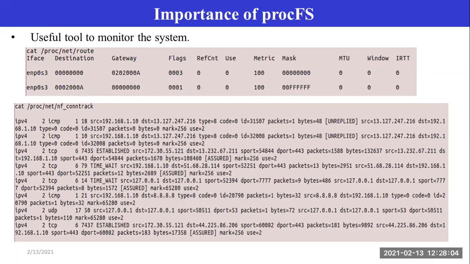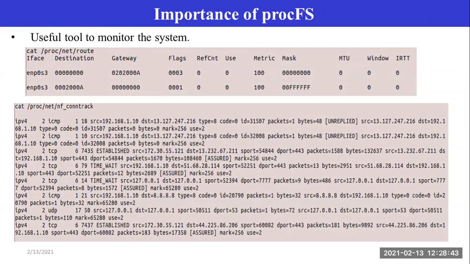Similarly, the second one is /proc/net/nf_conntrack. This nf_conntrack means it will list all the network connections that have gone through your system. That means your device is not the end device of those connections, but your device is acting as a router where some device is connected to another interface of your device. So what are the sessions currently there? What are the connections that are there? That you can check through this nf_conntrack.